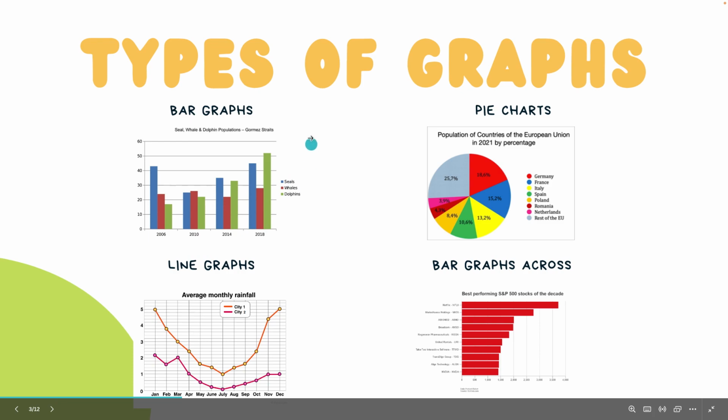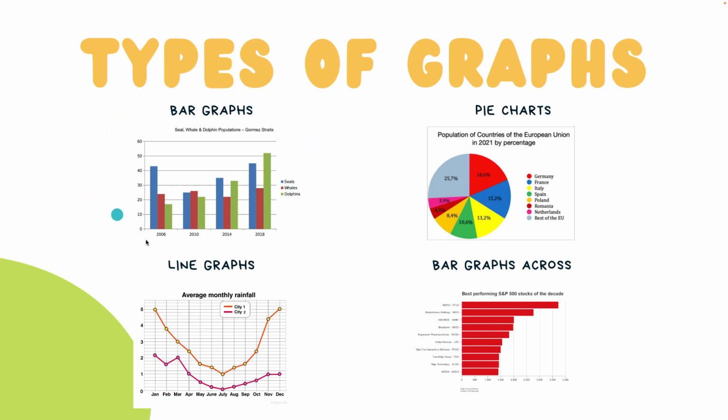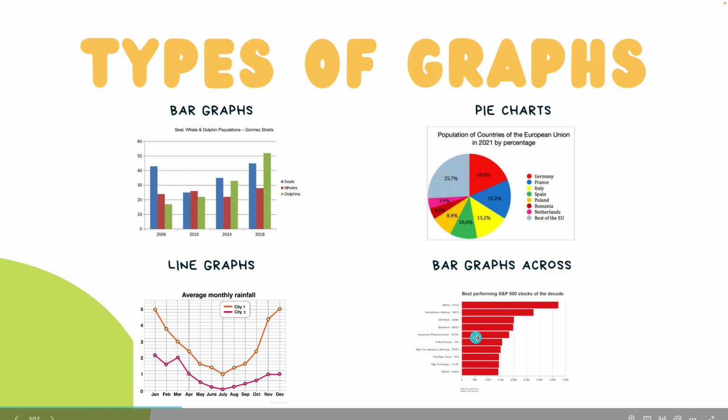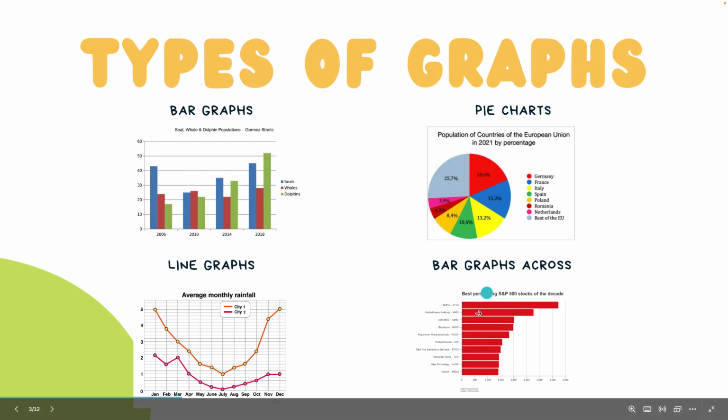Okay, what types of graphs can you find in the written mediation? You can find bar graphs, you can find pie charts, you can find line graphs, and also these bar graphs across. Okay, so as you can see in all of them, you have different data related to different topics.